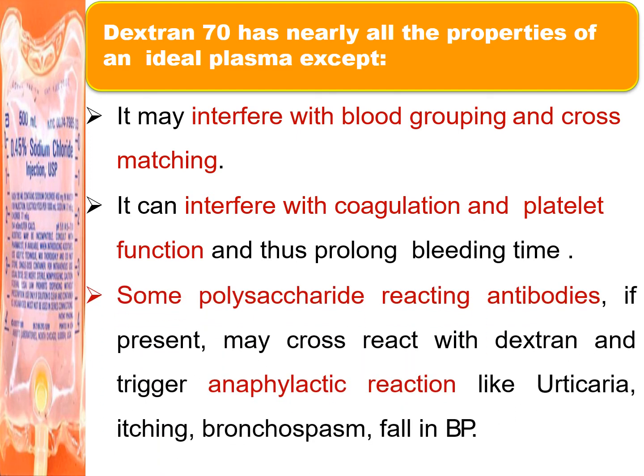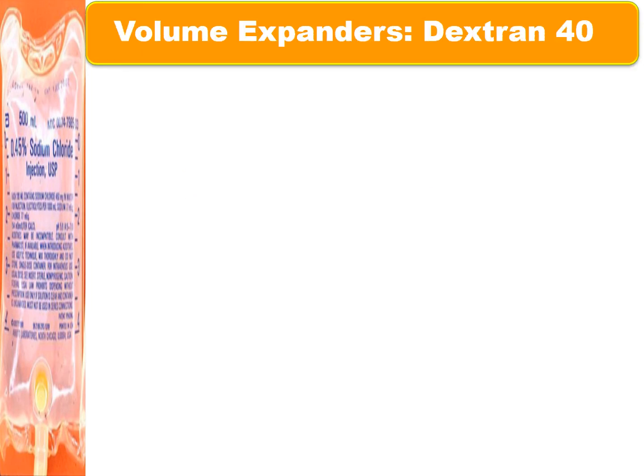In some cases, if polysaccharide-reacting antibodies are present, they may cross-react with dextran and trigger an anaphylactic reaction like urticaria, itching, bronchospasm, or a fall in blood pressure.